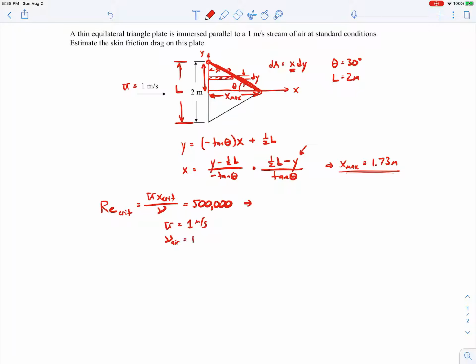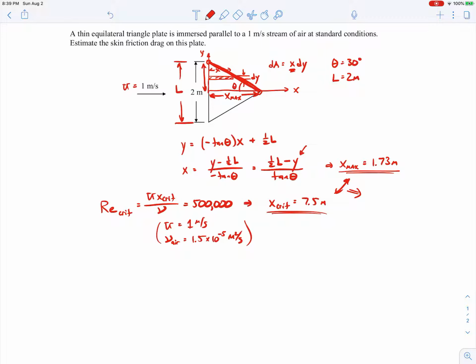The kinematic viscosity for air is 1.5 times 10 to the minus, I believe it's 10 to the minus 5. Let me just double check my numbers here. Yeah, 10 to the minus 5 square meters per second. If I plug those numbers in, then I'll get the critical distance at which I go from laminar to turbulent flow is 7.5 meters.